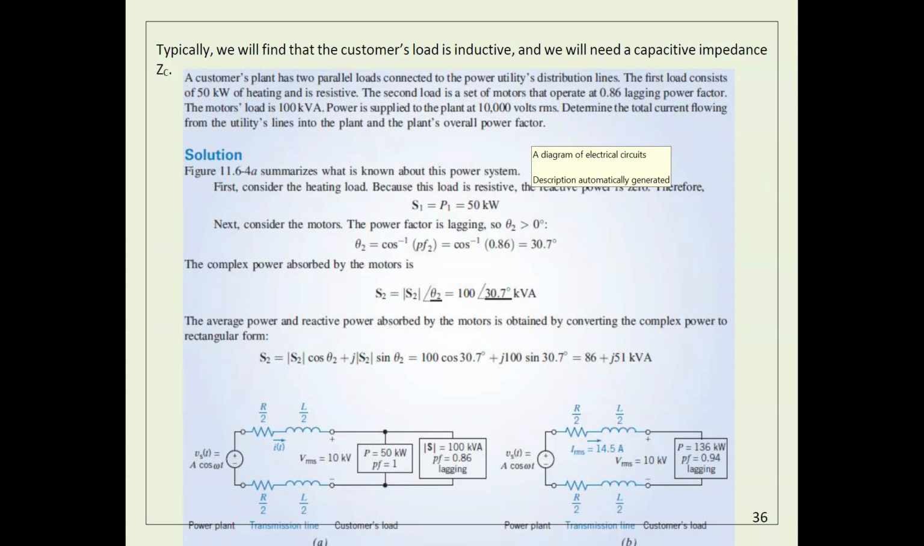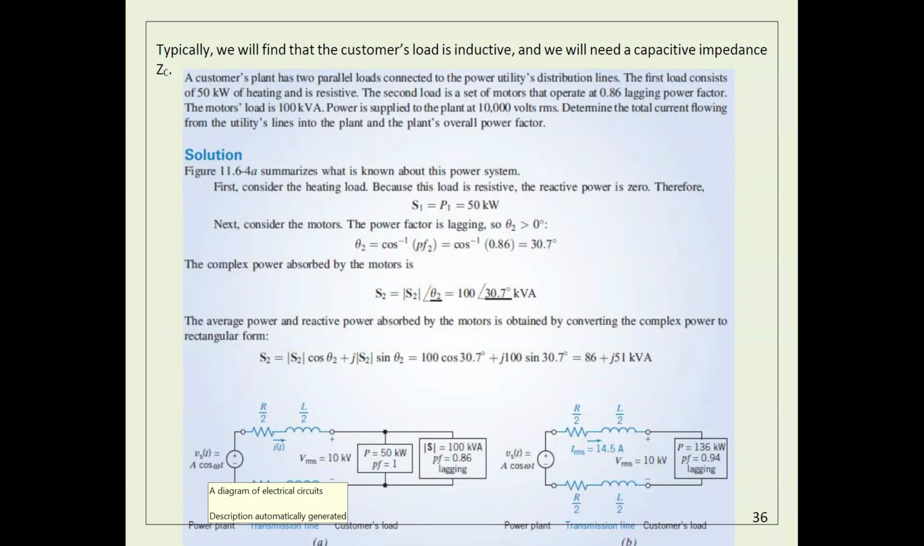First of all, with this kind of question, you need to understand what is given to you, and then understand what formula you have to use to find the missing part, the part you need to solve. Here I give you the voltage. The voltage VRMS is 10 kilovolts. This is the voltage at the load. We have two different loads here.